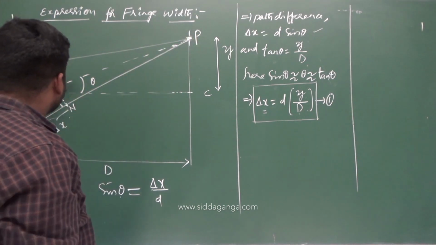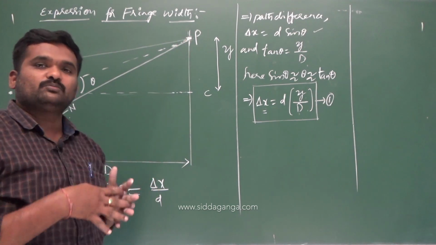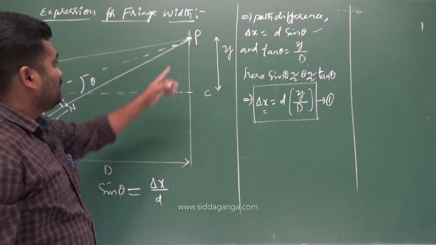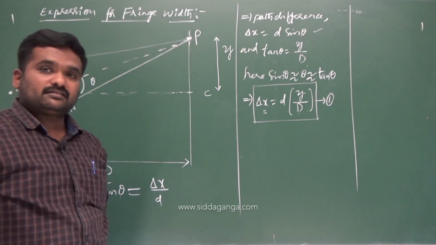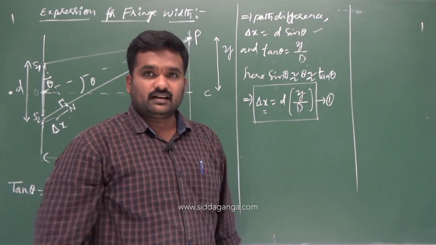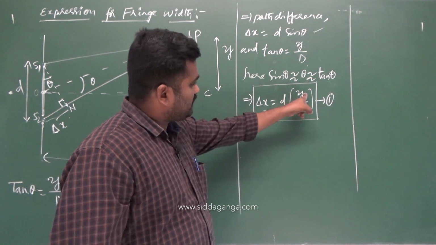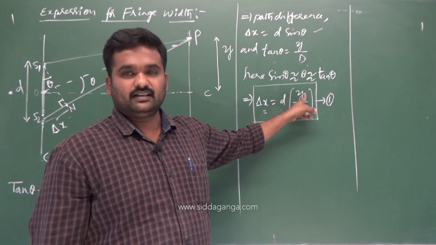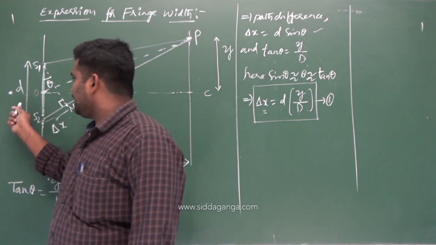The two waves which reach this point are going to superpose, one falling over the other, and finally they reach point P. They are supposed to have a path difference equal to d into y by D. We have to generalize this formula, because not all the time will they give the values of y. They will give the wavelength of the incident light.